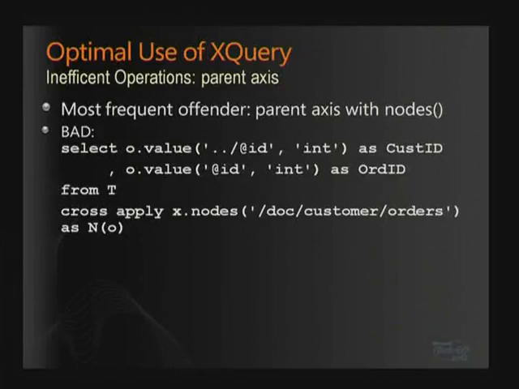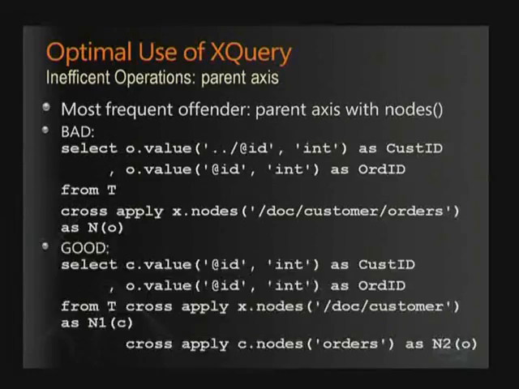So what we want to do here is basically avoid that. What we do is forward chaining, what I call it. We basically go first only to the customers in this example, and then we do another cross apply to get to the orders. It gives us semantically the same behavior, but it avoids the parent access impact. And I'm not going to show that in the demo, unfortunately, so that we can get to the indexing.